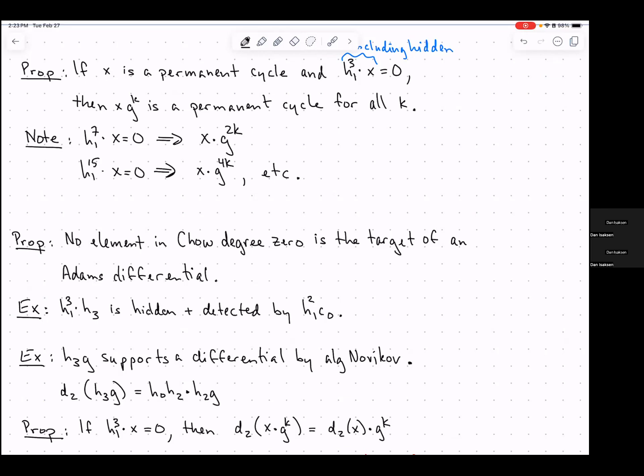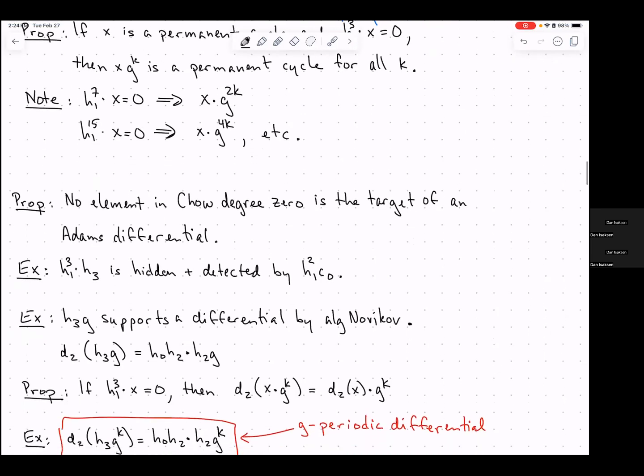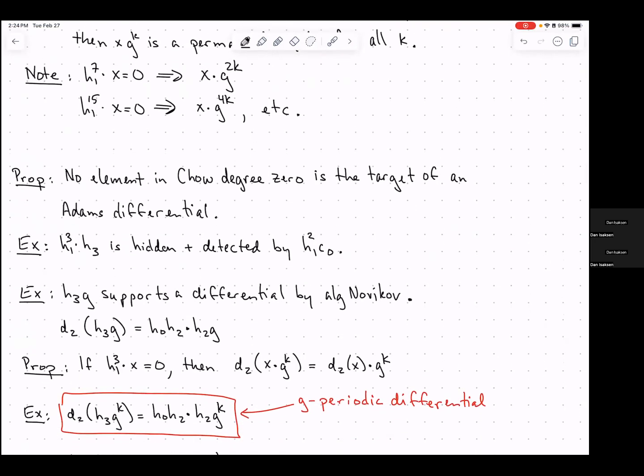So this proposition was about permanent cycles, but now we've got this H3G that does support a differential. So we would like a proposition about how G interacts with differentials. This is talking about how G interacts with things that don't support differentials, but we need a proposition about how G interacts with things that do support differentials. And that's what this bottom proposition is: you still need the condition that X has to be annihilated by H1 cubed, but if X is annihilated by H1 cubed, then D2 on X G to the K is just D2 X times G to the K. It just computes.